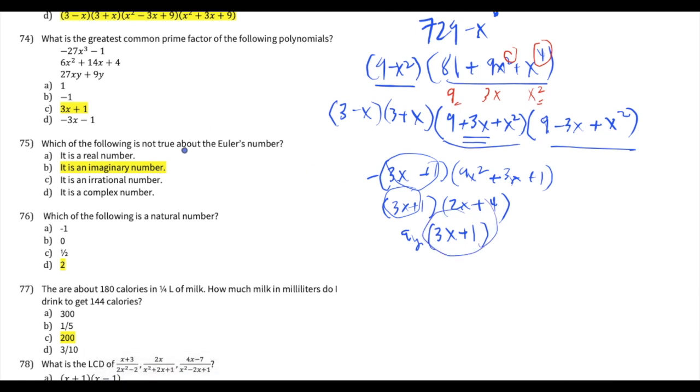Number 75, which of the following is not true about the Euler's number? Euler's number, ito yung E natin. Or, it's a natural logarithm. Anyway, this is an irrational number. So, lahat ng irrational number ay real number. And lahat ng real number ay complex number. But, hindi siya imaginary number. So, which is not true, answer is letter B.